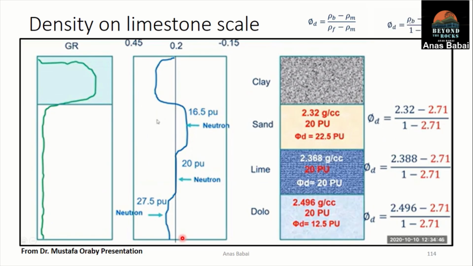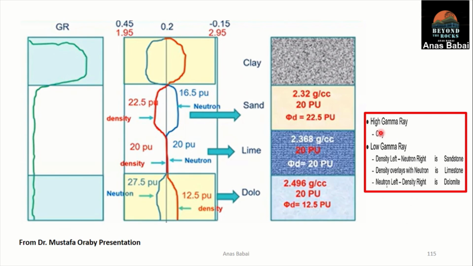Now let's come to the density. As we said, the porosity is the same, but they have different density values. We will use the density porosity equation, and we substitute. We already said that it is in limestone, so we will assume that the matrix is limestone, and we substitute with the value of 2.71 for the matrix. The fluid is 1, and we put the bulk density for each lithology, and we will get the density porosity. So those are the porosity values. We got 22.5% for sand. Of course, it will be the same for limestone. It will be less for dolomite.